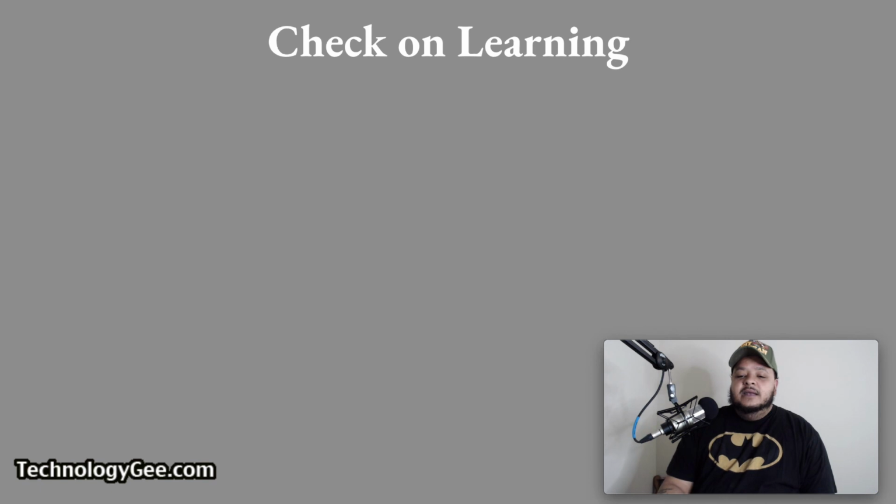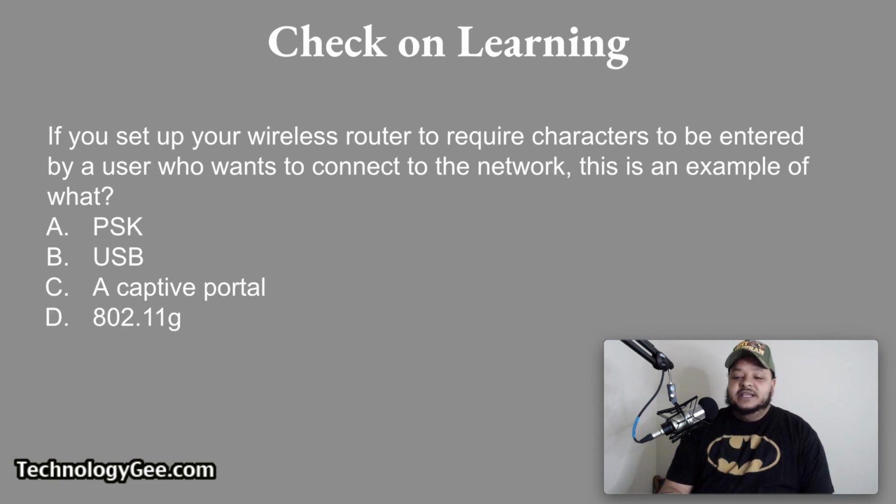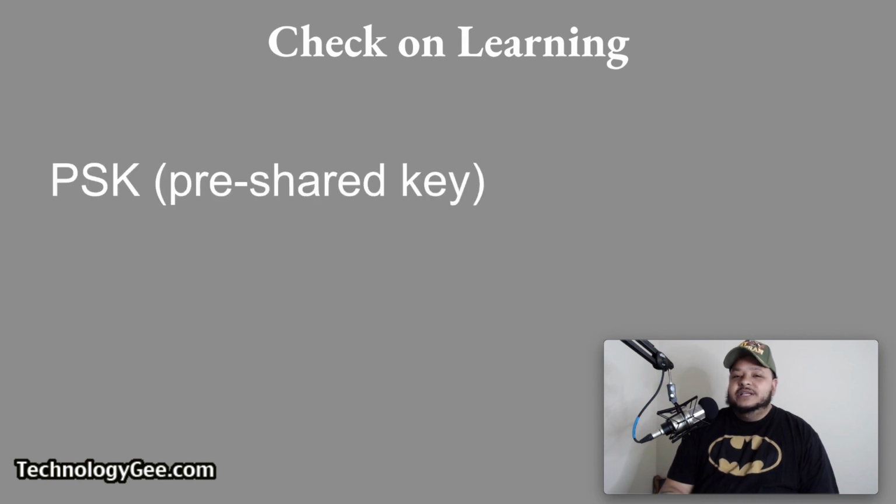So, next question. If you set up your wireless router to require characters to be entered by a user who wants to connect to the network, this is an example of what? Is it PSK? Is it USB? Is it a captive portal? Or is it 802.11g? They want to access your network, but they have to enter some characters to get access to it. This is an example of what? It will be an example of PSK, or a pre-shared key, or essentially a password.